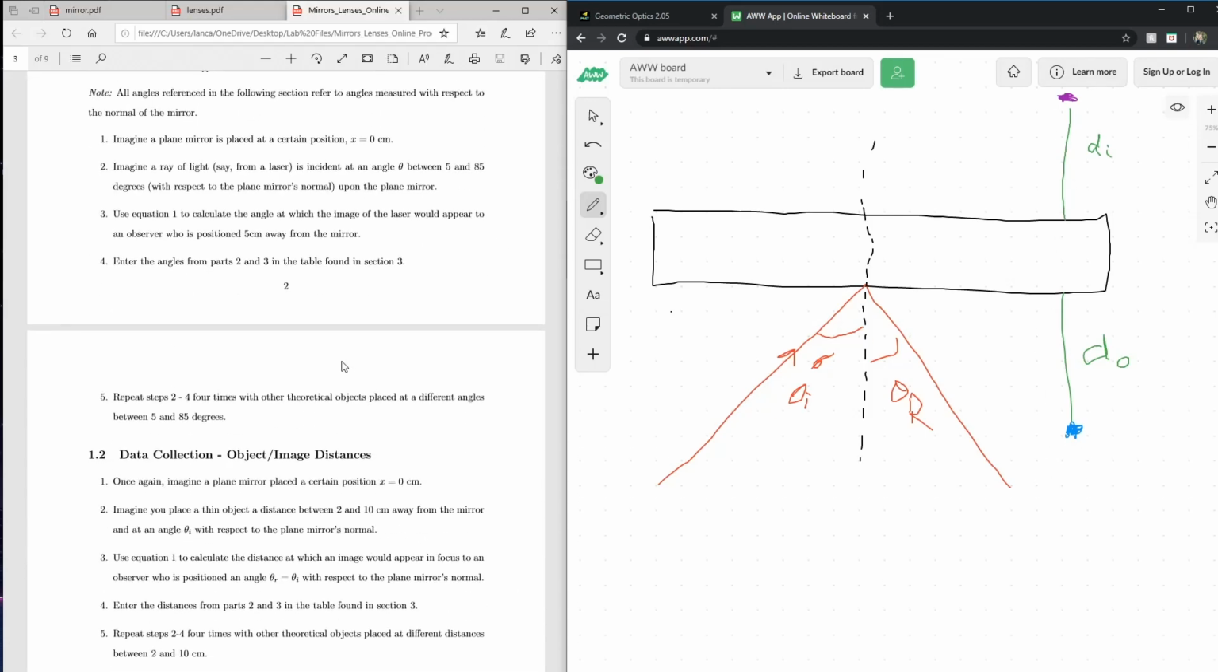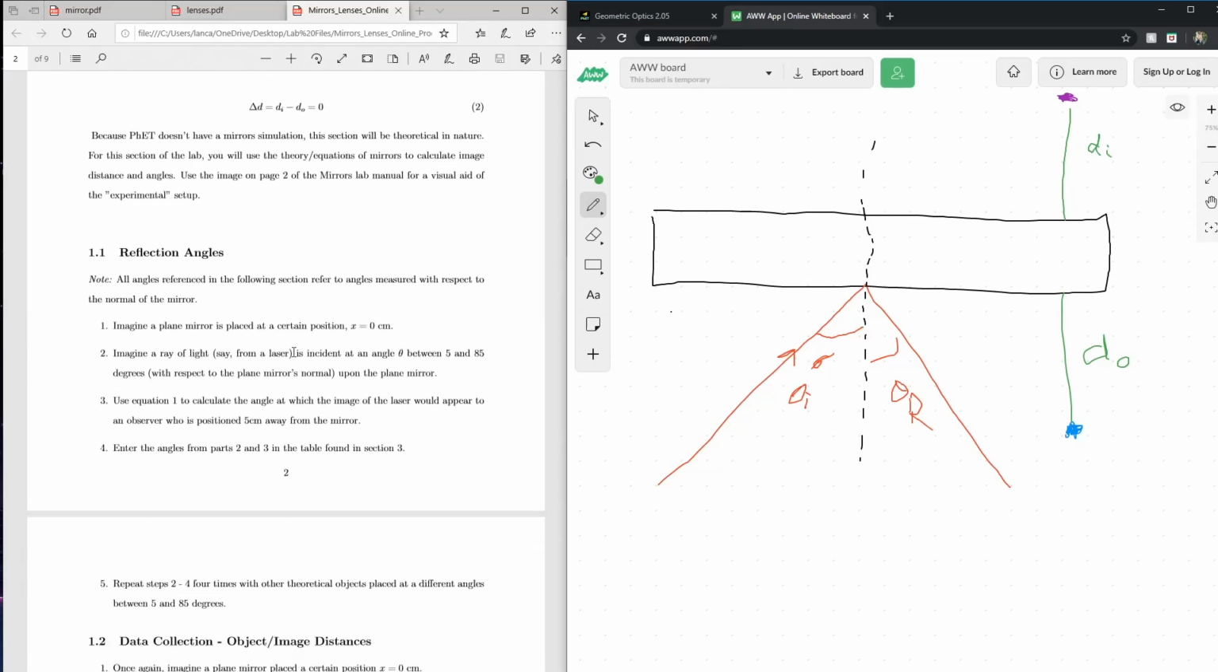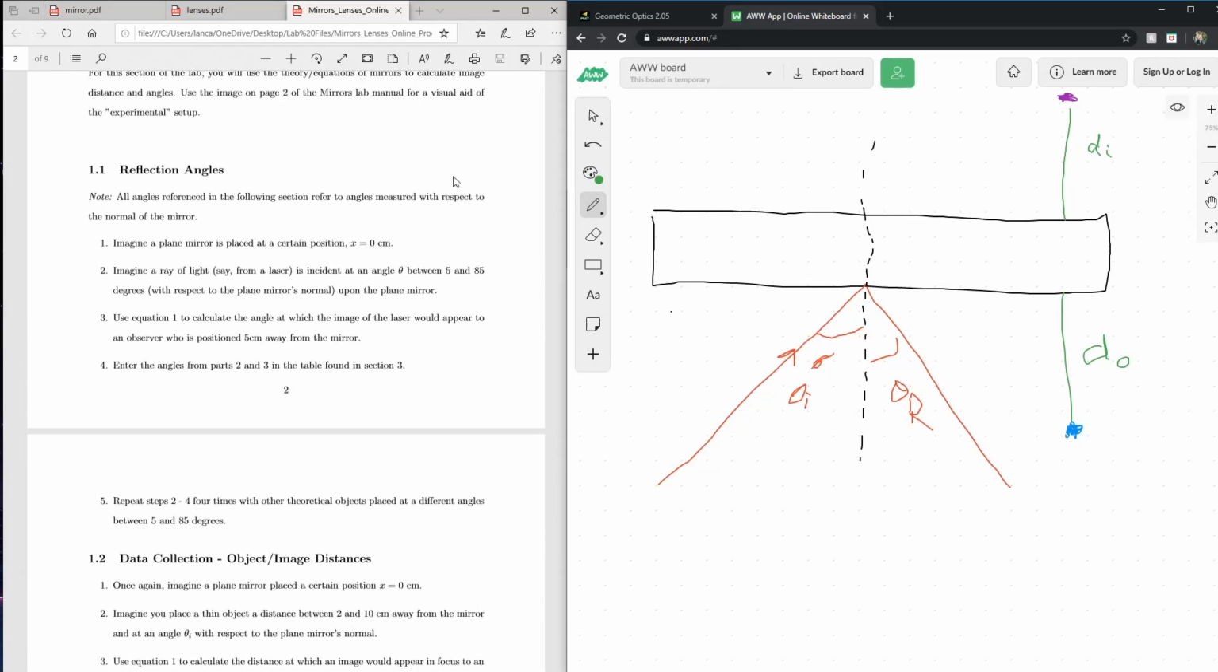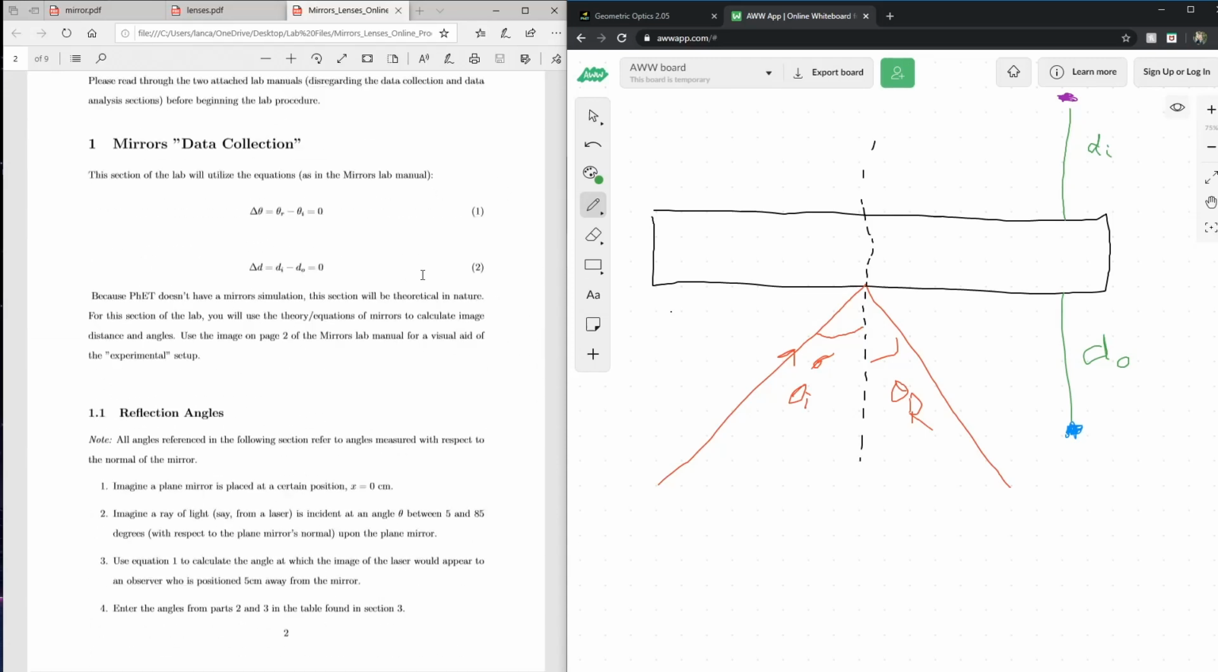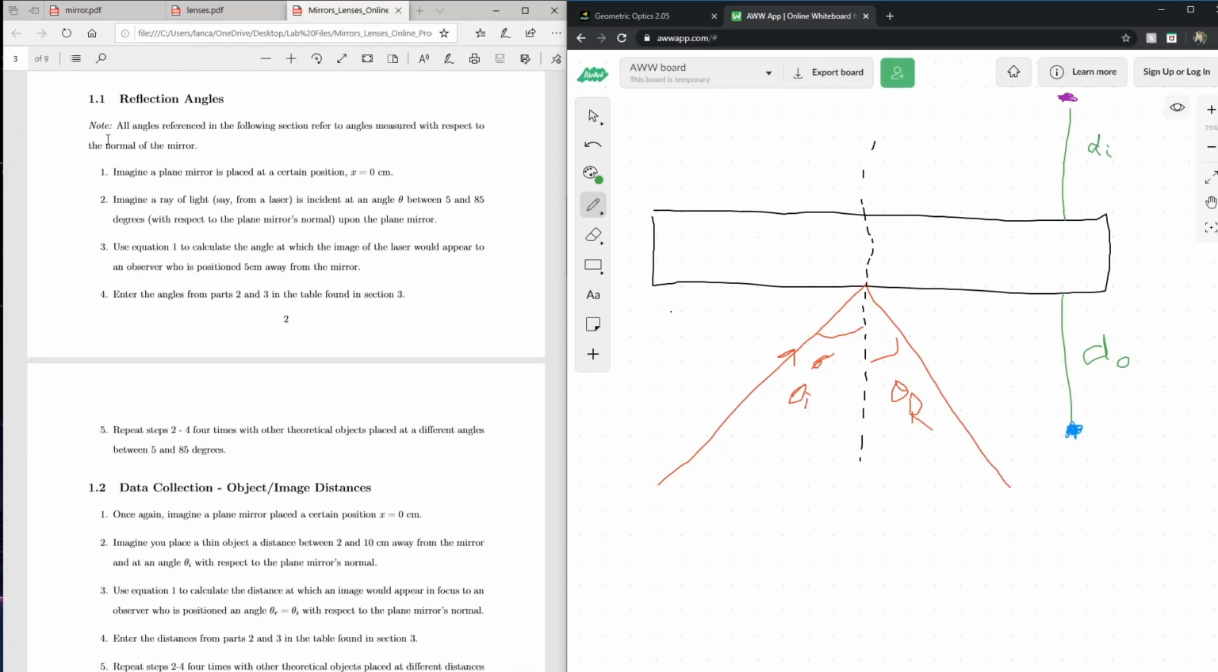Now, let's dive into doing some calculations here, following section 1.1 of the virtual lab procedure. A quick note, all of the angles referenced are going to be with respect to the normal of this plane mirror, which I've drawn out here, this little black, unfortunately curvy line. Imagine that this is a straight line. And we are told to imagine a ray of light, like from a laser, at an angle theta between 5 and 85 degrees upon the plane mirror. So let's just take this situation that I've drawn out here.